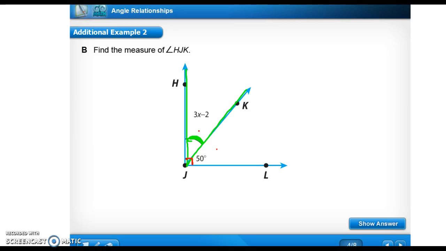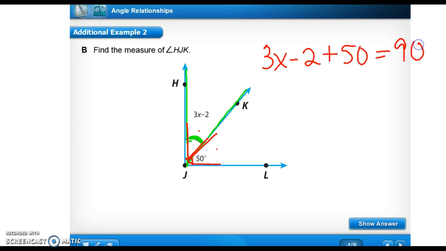All right, because these two angles, here and here, have to add up to 90, I'm going to say 3x minus 2 plus the 50, those two angles have to add up to equal 90. Now I'm down to an algebra problem that we learned to solve back in our last unit. I'm going to start off by combining some like terms. So I have 3x plus 48 equals 90.